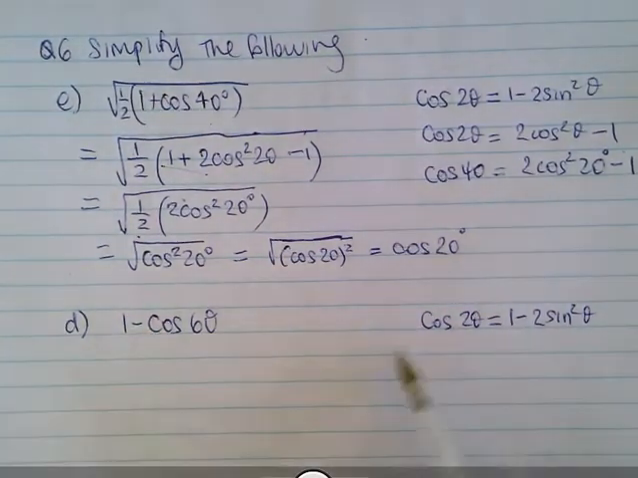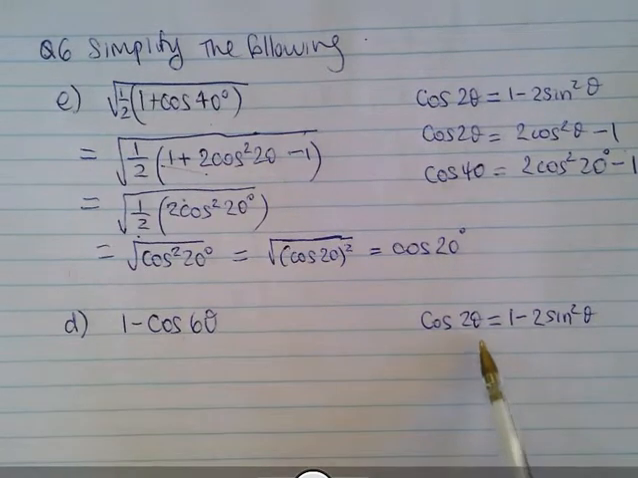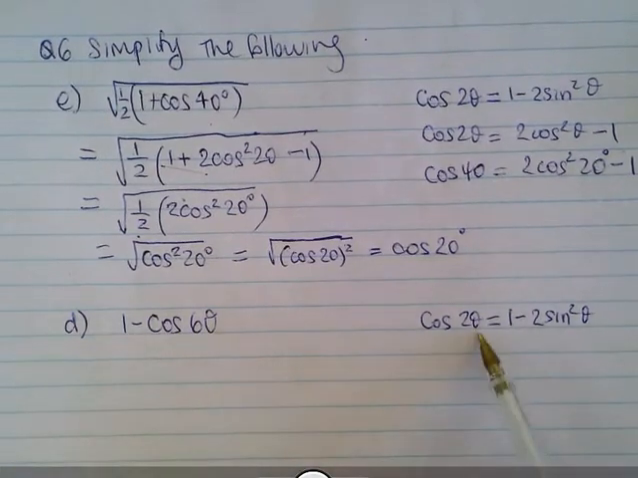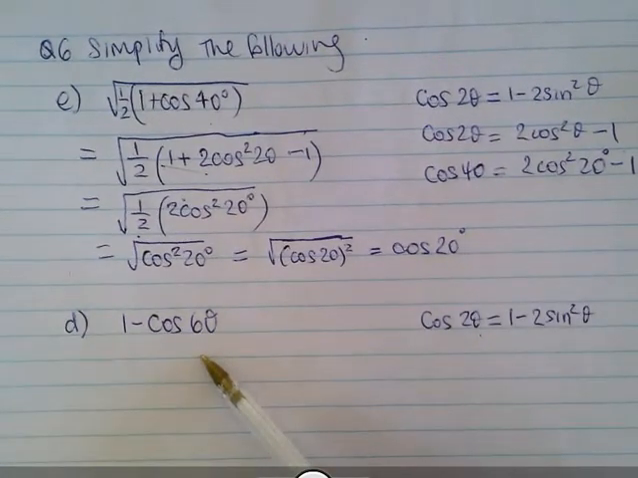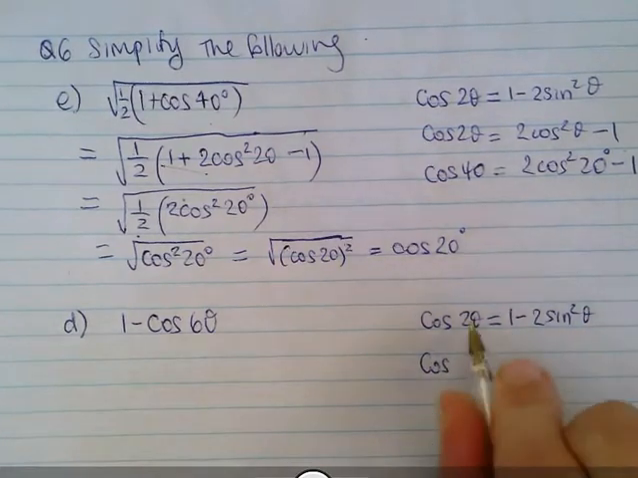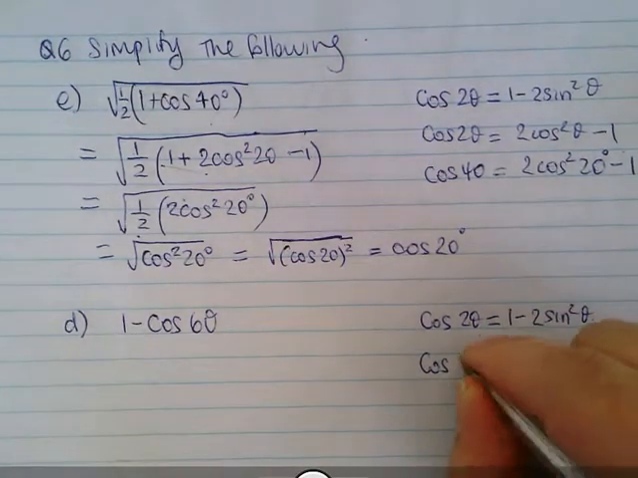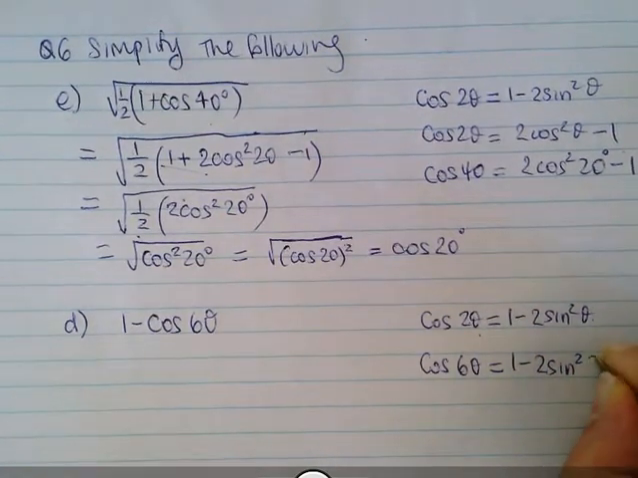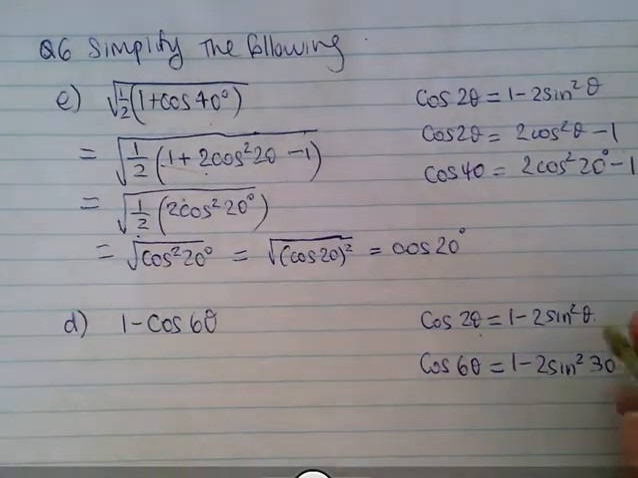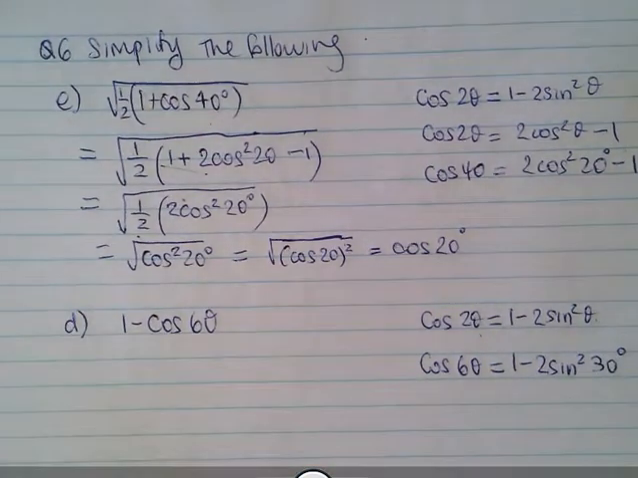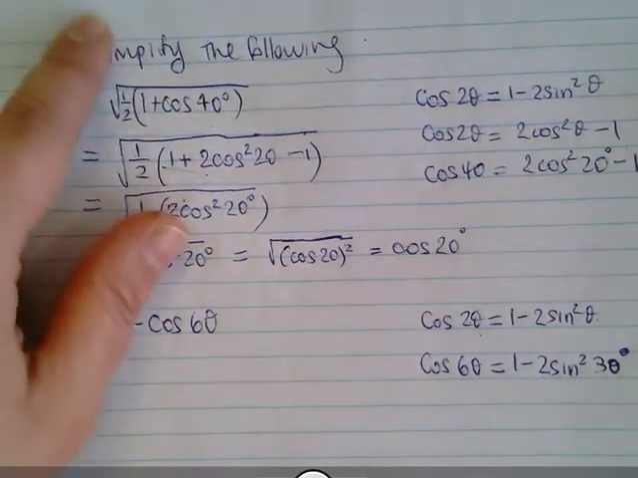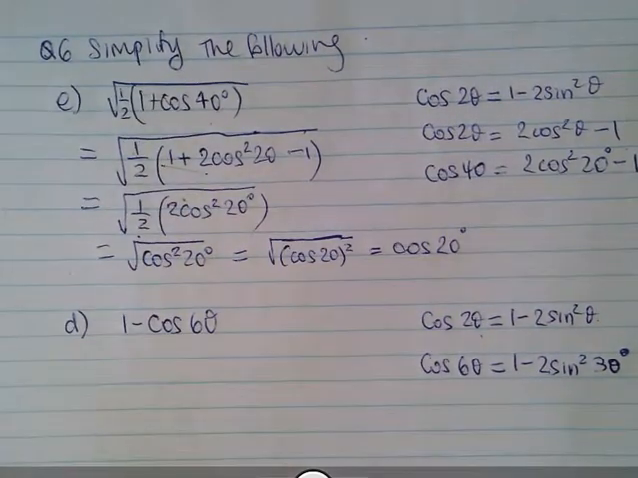Because when I do that, I don't have cos of 2 theta. What have I got? As long as the angle out the front is double this one, so what would cos 6 theta be? 1 minus 2 sine squared... Oh, 6 theta. Sorry. Let me just check the question. It's a 6 theta. So I'm trying to simplify this: 1 minus cos of 6 theta.